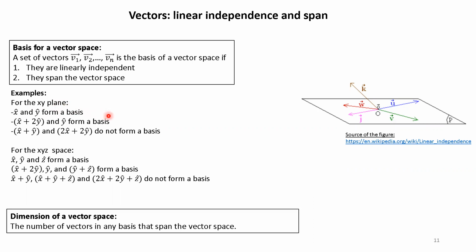So you cannot say that in the XY plane I can have these three vectors to be my basis, because the three of them will be linearly dependent. Similarly, for the 3D space, the number of vectors in your basis will always be 3.